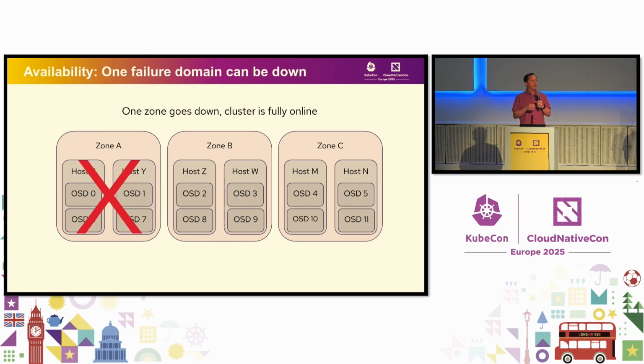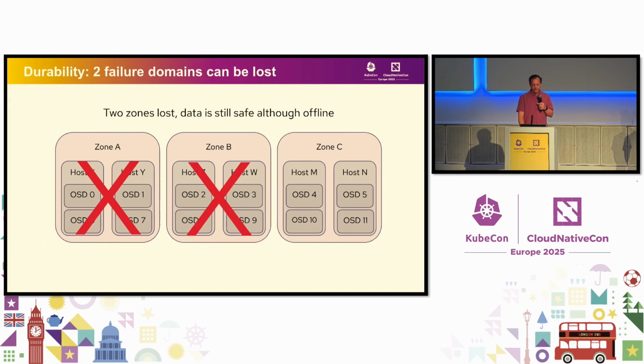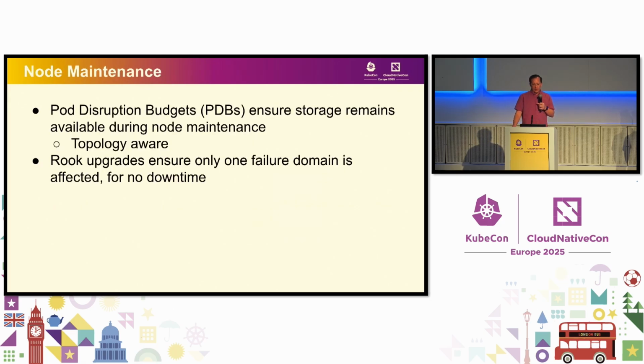The PDBs, however, will block zone B or zone C from going down at the same time, so that while you're doing node maintenance, as long as the PDBs are respected, you won't expect any downtime during those maintenance operations. So the PDBs are topology aware, and the PDBs will help guide you through that to keep availability.